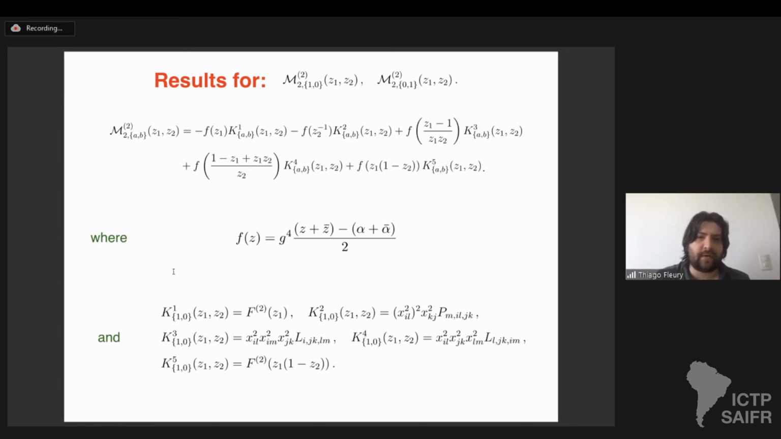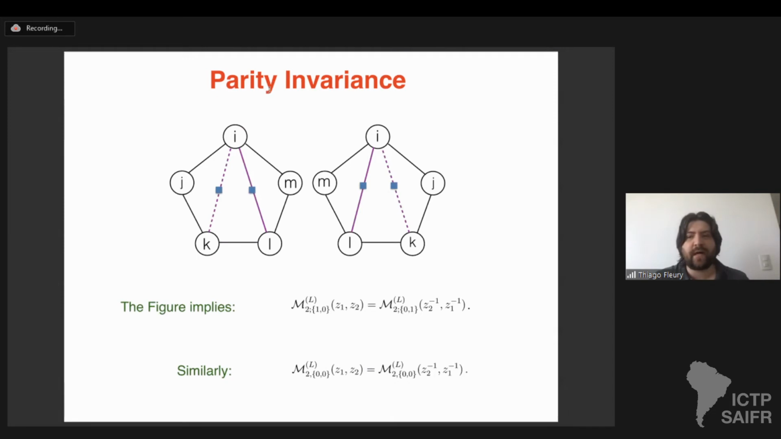And notice that I only give to you the result of 1, 0, because as you're going to see, all these building blocks are extremely constrained. So for example, there is this parity invariance that basically relates this 1, 0 and 0, 1, and follows immediately just by equality of these two diagrams. I just do some parity transformation, and this is some all loop relation between these two contributions. And it also follows for the case of length 0, 0 using these parity transformations.